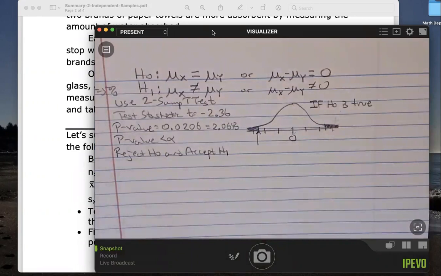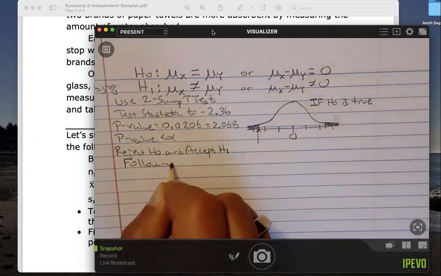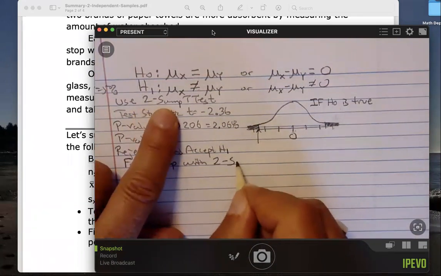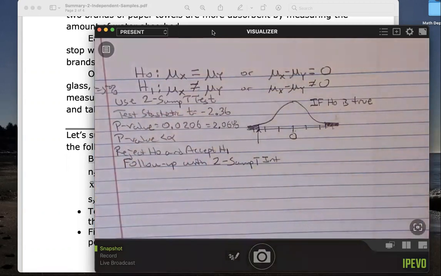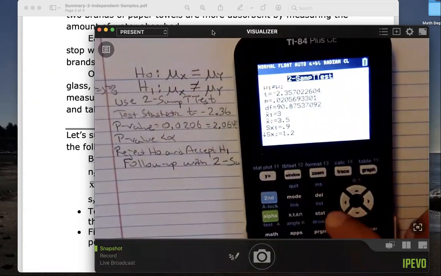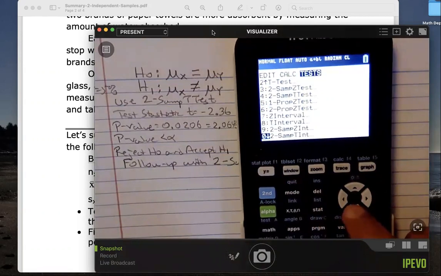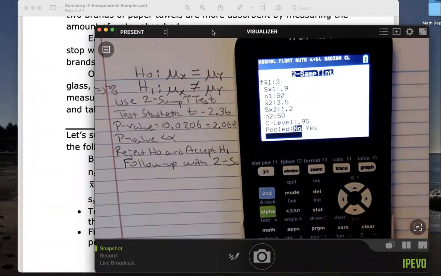Now, let's follow up with a confidence interval to see the magnitude of the difference. Follow up. And this is another reason to write this down, because we know it's going to be 2-SampTInt, and instead of test, it's going to be int for interval. And it's going to be easy. So I press stat, go over to test, keep scrolling down till I find it. There it is, 2-SampTInt. All this is already entered in. All we've got to do is enter in our confidence level. We're going to do a 0.95, 95%. Highlight, calculate, hit enter.